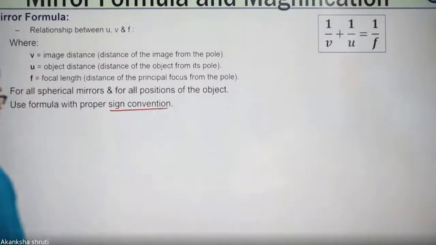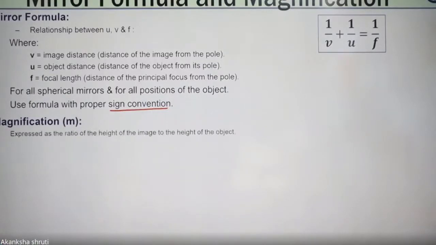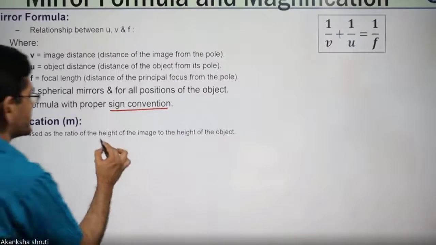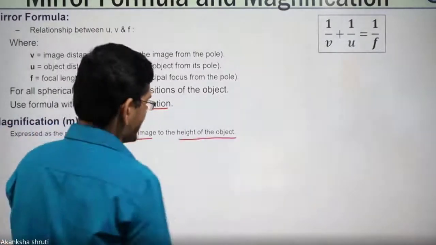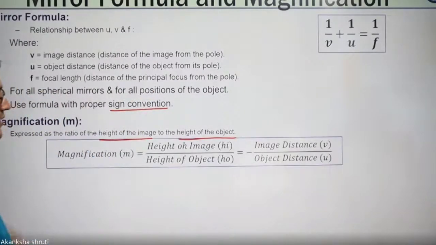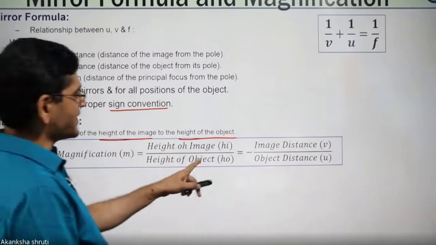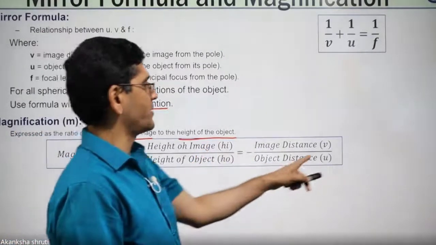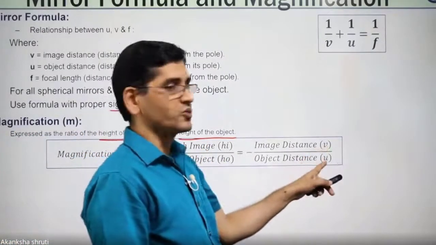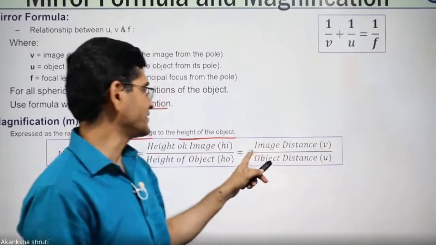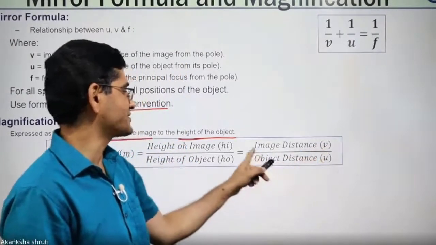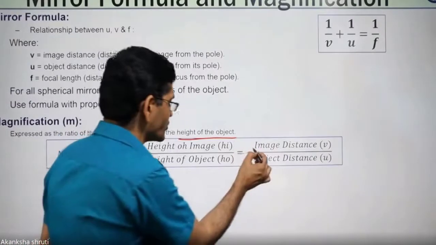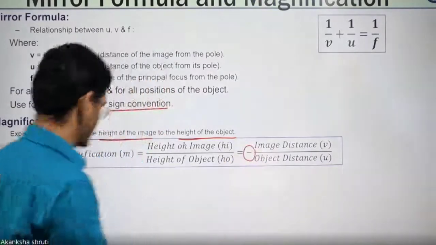Very important. The next is magnification. Magnification is the ratio of height of image to height of object. In formula form, it is height of image to height of object, but this can also be written in terms of image distance to object distance. But while writing in terms of image distance and object distance, a negative sign is introduced. So it is very important to keep in mind.